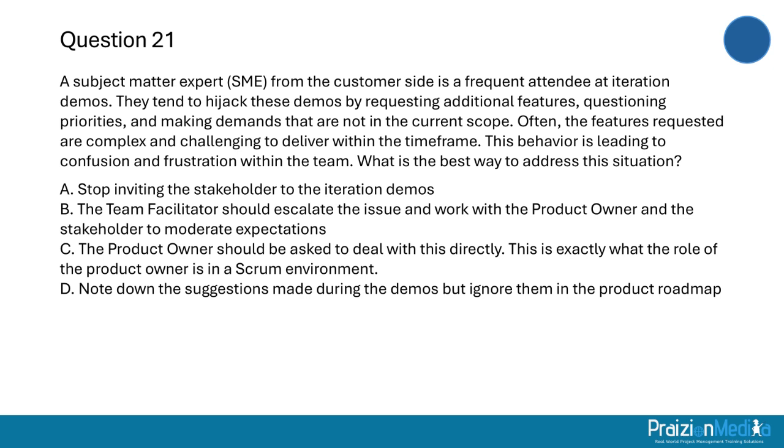A. Stop inviting the stakeholder to the iteration demos. B. The team facilitator should escalate the issue and work with the product owner and the stakeholder to moderate expectations. C. The product owner should be asked to deal with this directly. This is exactly what the role of the product owner is in a Scrum environment. D. Note down the suggestions made during the demos, but ignore them in the product roadmap. Take some time. Think about the answer. I will reveal it shortly.